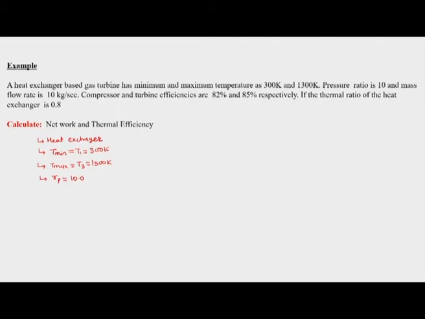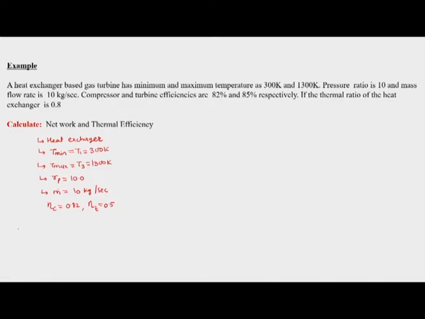Mass flow rate is also given. We are told that the mass flow rate, which is m dot, is 10 kg per second. Now, we are given that the isentropic efficiency of the compressor is 0.82 and the isentropic efficiency of the turbine is 0.85.